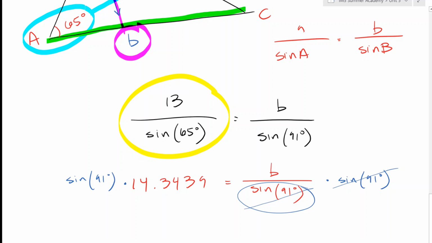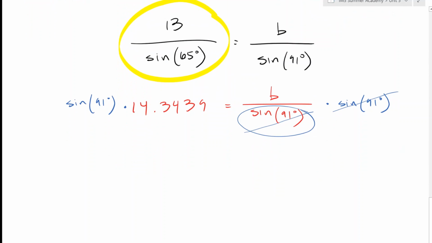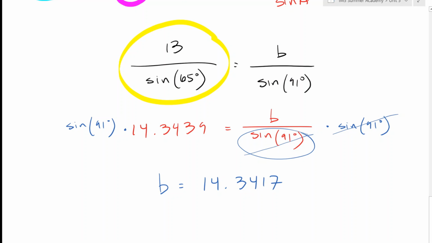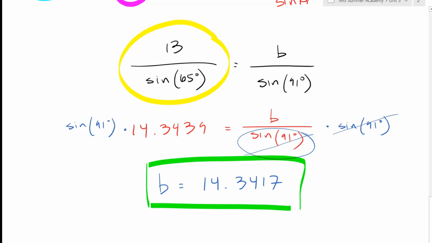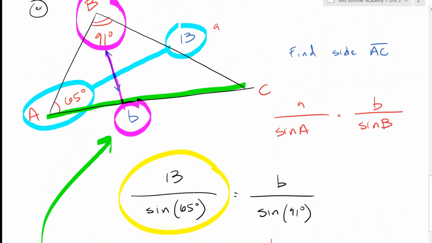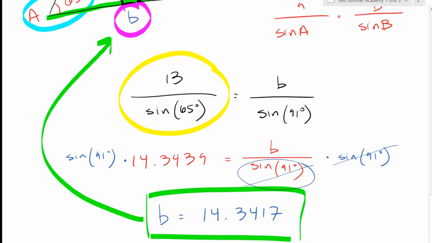So on the calculator, sine of 91 degrees times our previous answer, 14.3439, comes out to b being equal to 14.3417. All right, so let's go ahead and check that number, make sure it makes sense on our picture. Should be that one right there, 14-ish, I got a side of 13. I've got something that's a 14. This looks like it's in the correct neighborhood. All right, let's keep trying some of these.